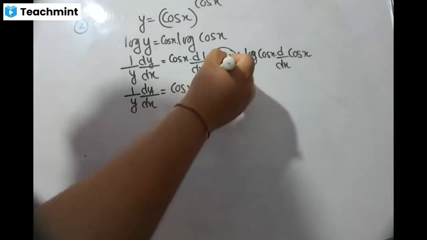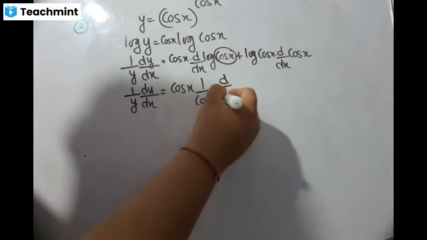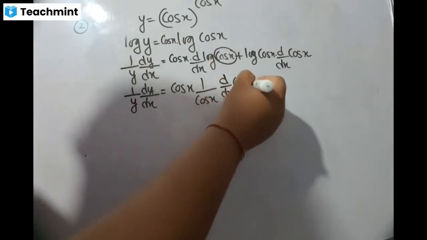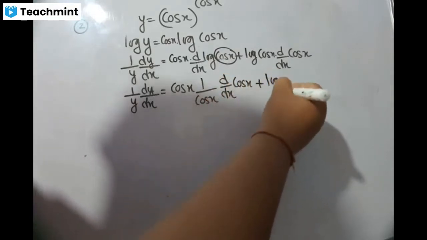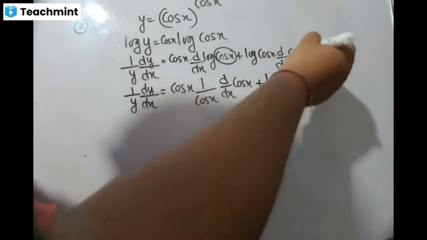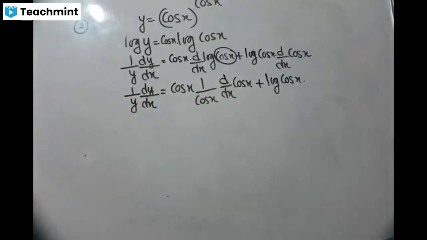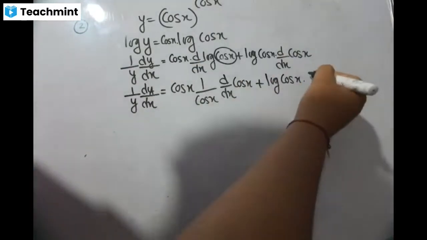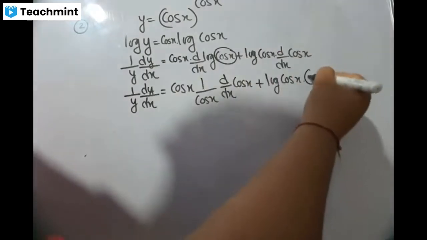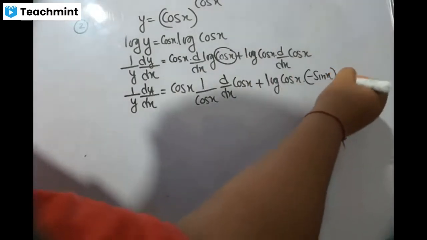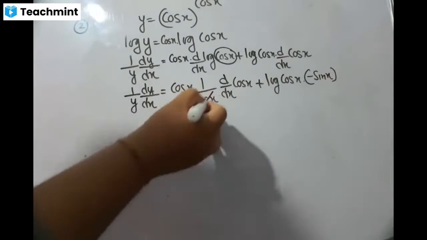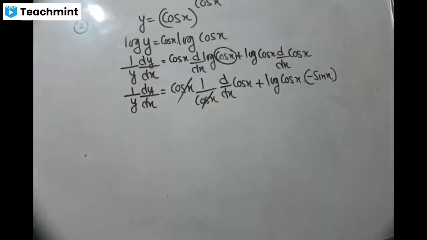But this is just an assumption. So I have to differentiate this. So d by dx of cos x plus log cos x. You know the formula for cos x, that's formula number 7. So this is called a standard function, no assumption required. Cos x derivative is directly minus sin x. So see, cos x and cos x get cancelled.